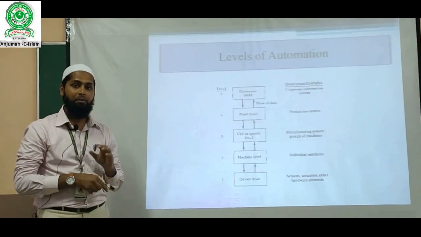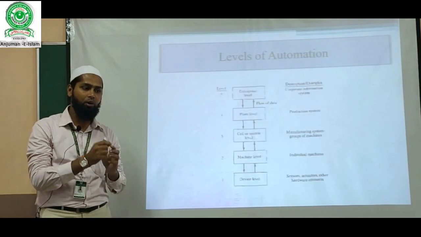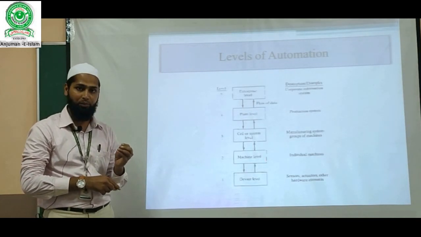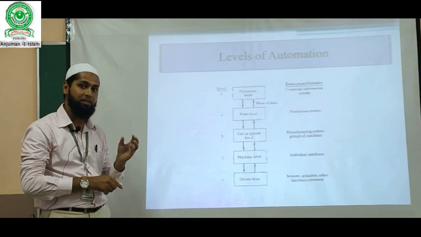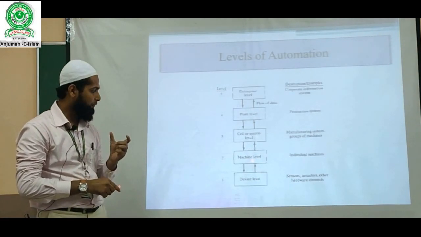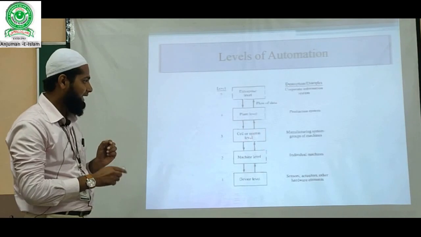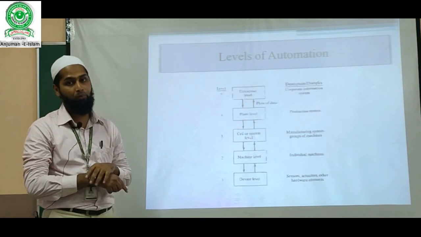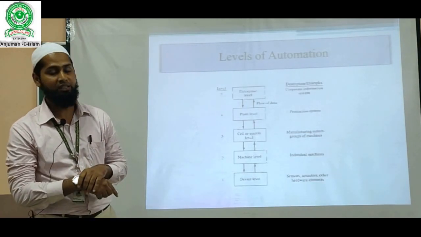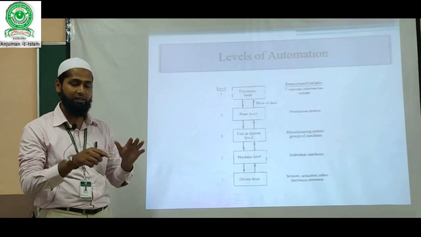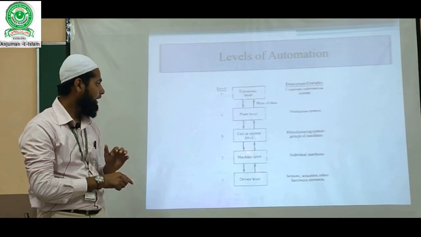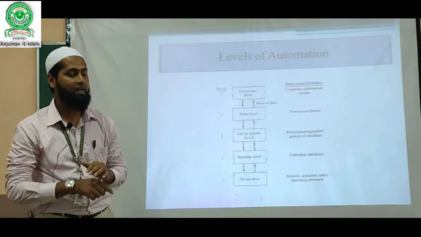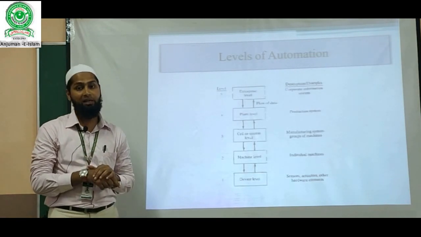Next, machine level means the machine does not perform only one operation, it performs more than one operation, and we can adopt automation by using a program. It performs different operations. Next, cell level automation means here we can combine two or more automated machines. That combination of automated machines is called cell or system level automation. Here the whole cell or whole system is automated. They are combined together by using a material handling system.